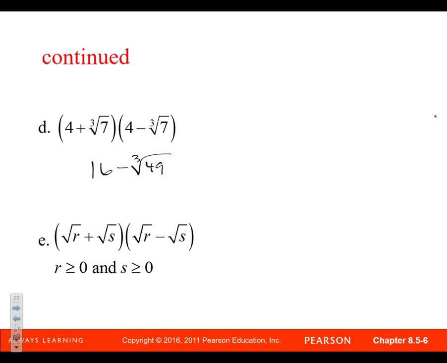Okay. Conjugates again. So, multiply the first two. That's going to give me R. Multiply the last two. That's going to give me S.